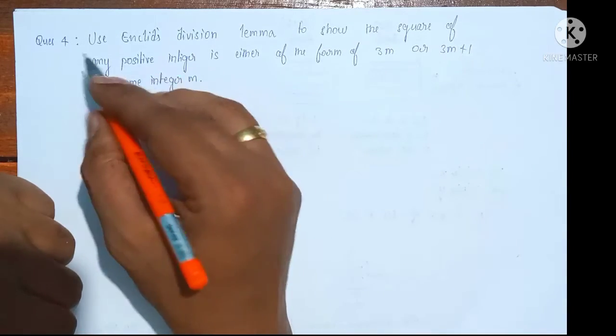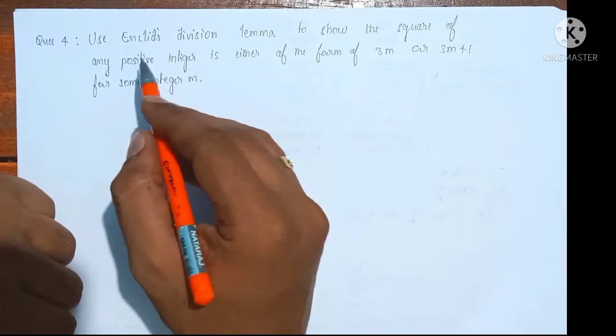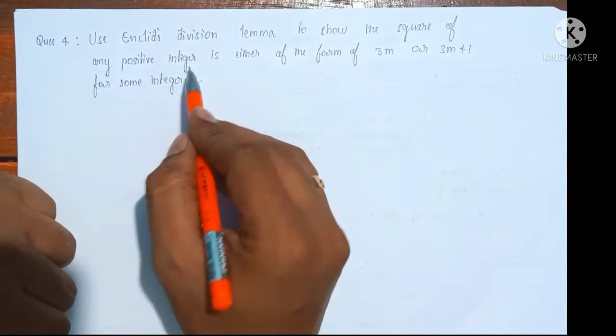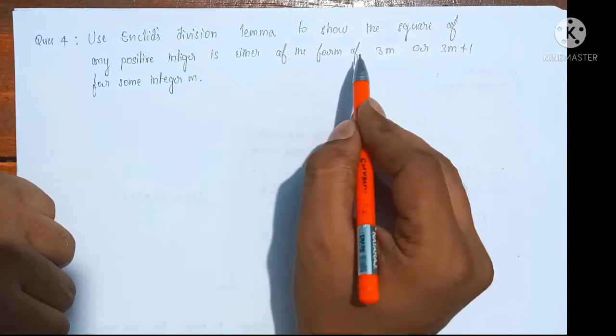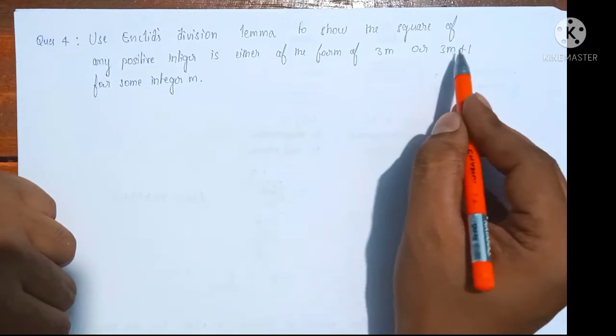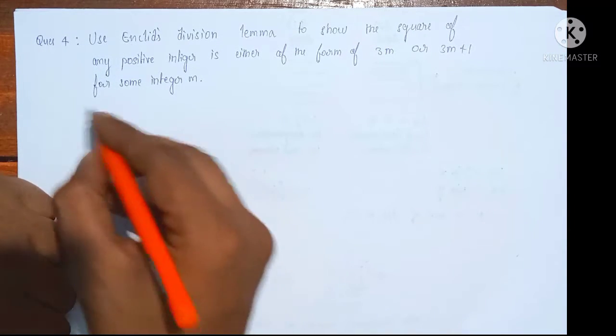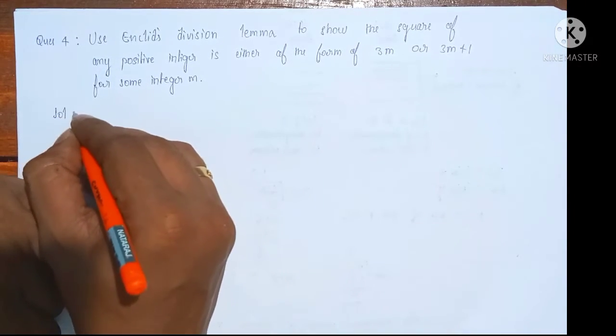Let's see the next question. Question number 4. What is the question? Use Euclid's division lemma to show the square of any positive integer is either of the form 3m or 3m plus 1 for some integer m. Okay, solution.